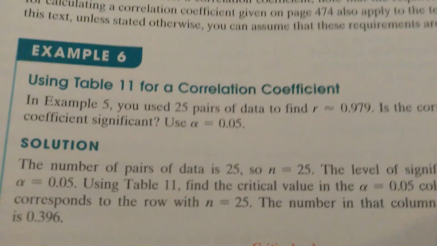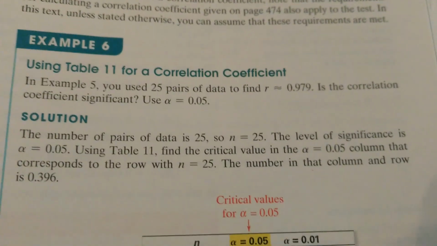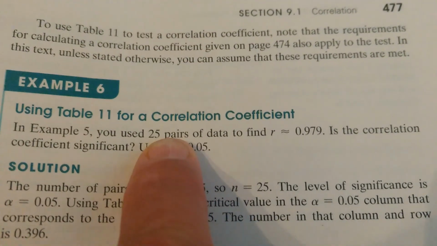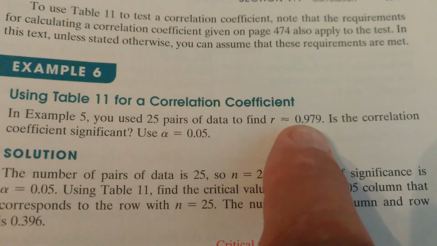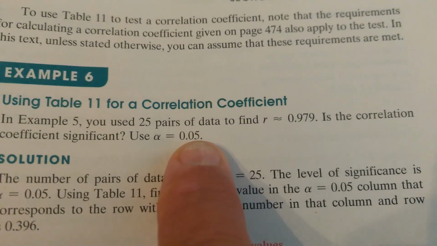One of the things you have to learn to do is to use Table 11 in the back of your book in Appendix B. What happens is really pretty simple. You're going to use the sample size, which in this case is 25. You're going to use the r, which is 0.979. And you have the alpha, 0.05.